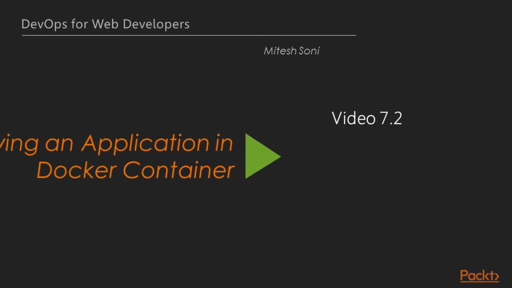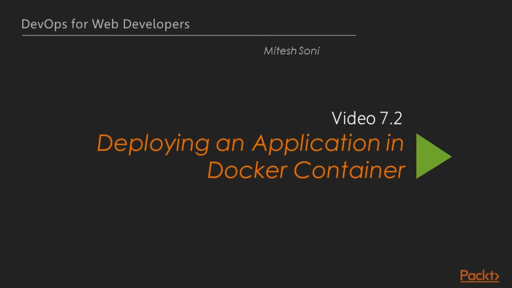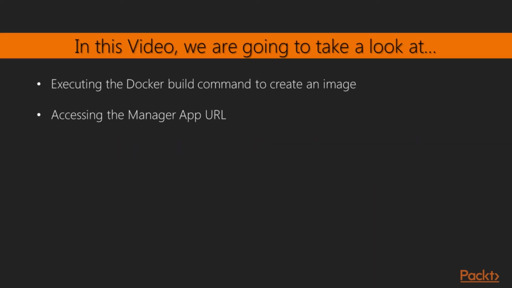Hi, this is the second video of this section, deploying application in Docker container. In our previous video, we saw how to deploy application on remote server. In this video, we will see how to deploy an application with a deploy plugin of Jenkins.